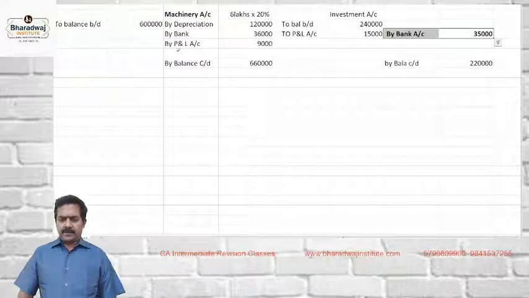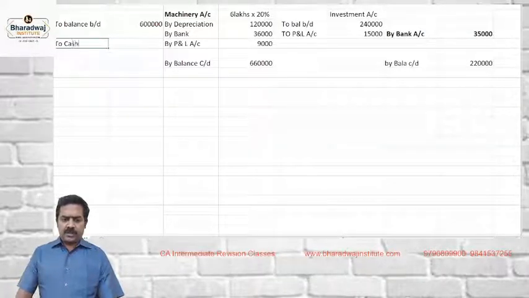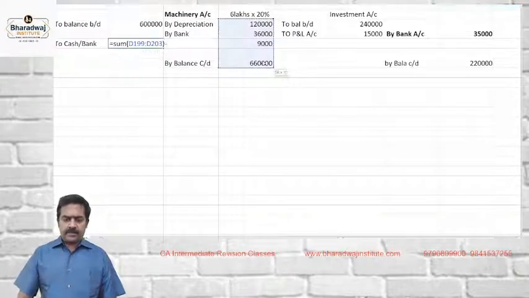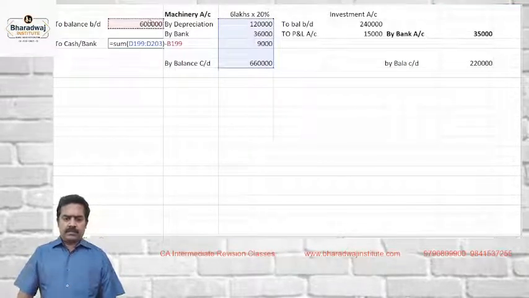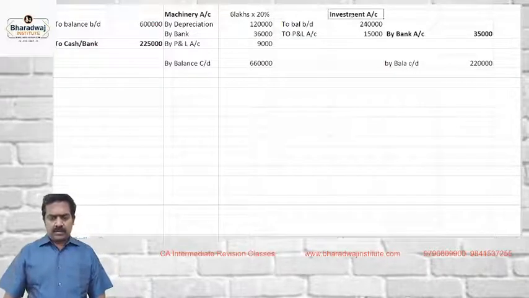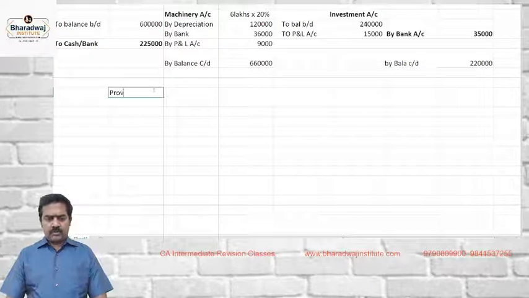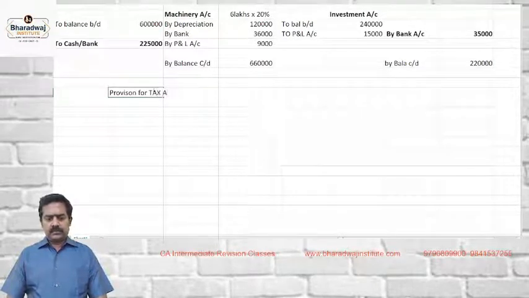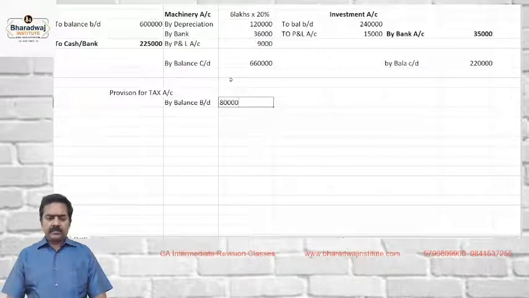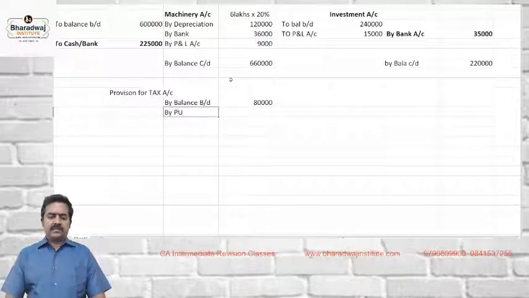What is the balancing for? 35,000. This balancing is for cash or bank for purchase. Prepare provision for tax account also. What is the opening balance? Provision for tax, what is the opening balance? 80,000. Is it paid given or provision made given?